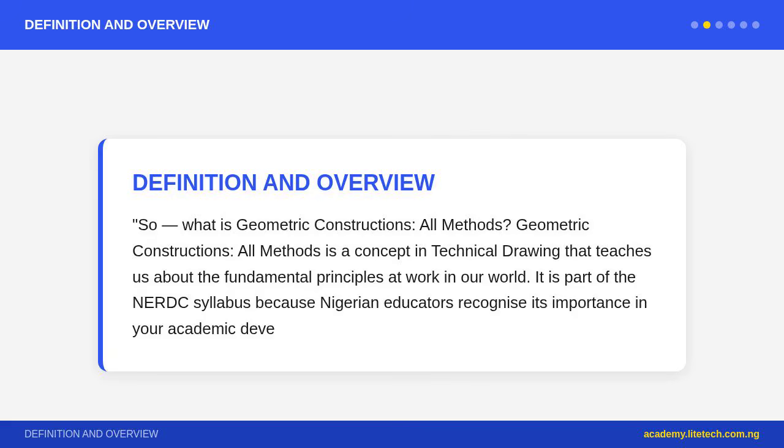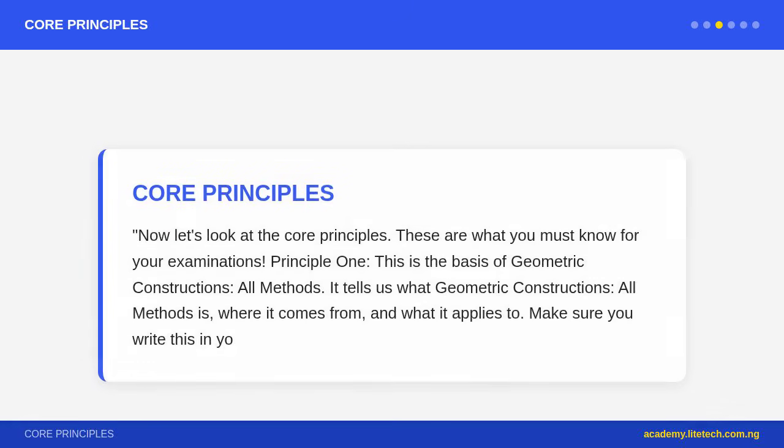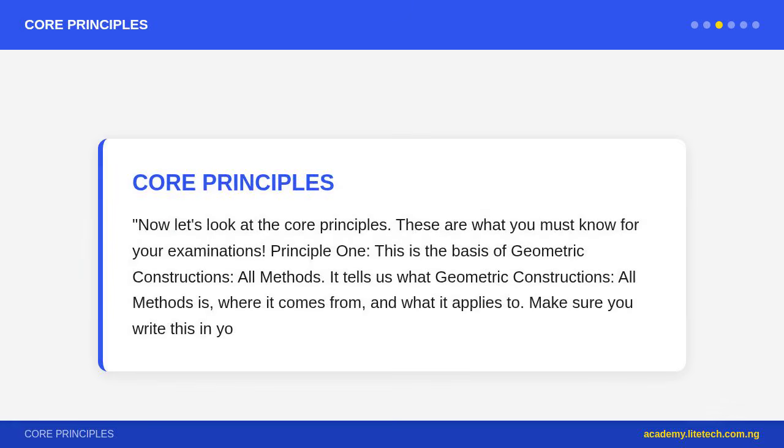Now let's look at the core principles. These are what you must know for your examinations. Principle 1. This is the basis of geometric constructions, or methods. It tells us what geometric constructions, or methods is, where it comes from, and what it applies to. Make sure you write this in your notebook.